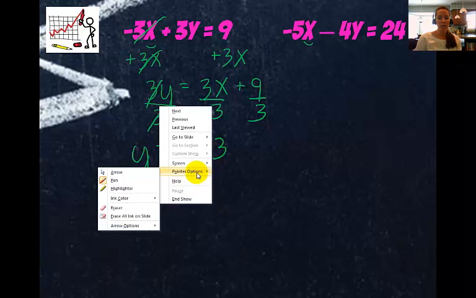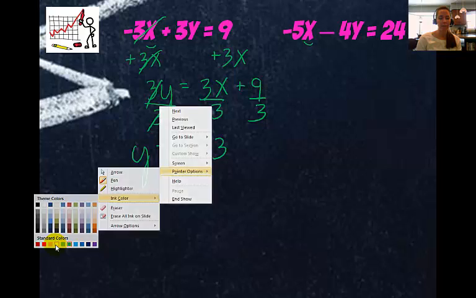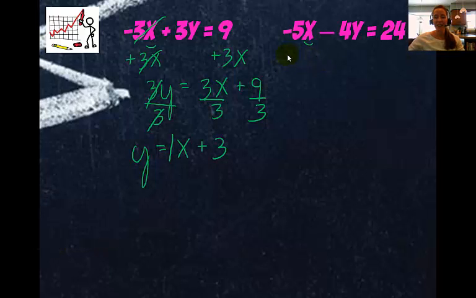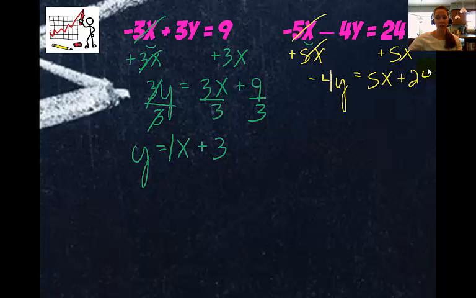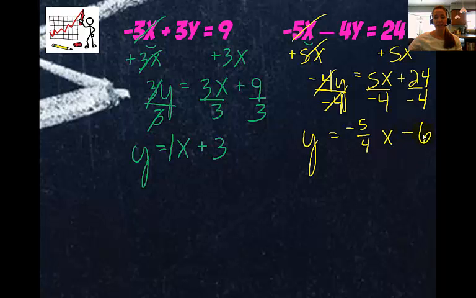Let's change colors for the different equation. For this next equation, we're going to add 5x to both sides because we want to get our y all alone. That negative comes with my y, right? I've got positive 5x and I've got positive 24. Let's divide by negative 4 for every term or chunk of our problem. Now we have a positive y, we have a negative 5/4 x, and we have a minus 6 because positive 24 divided by negative 4 is negative 6. So those are the equations that we need to graph.